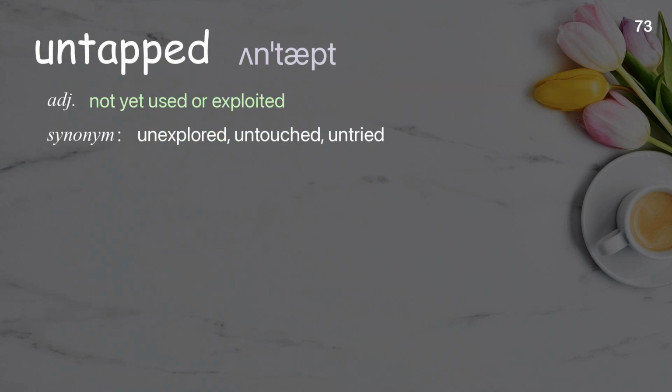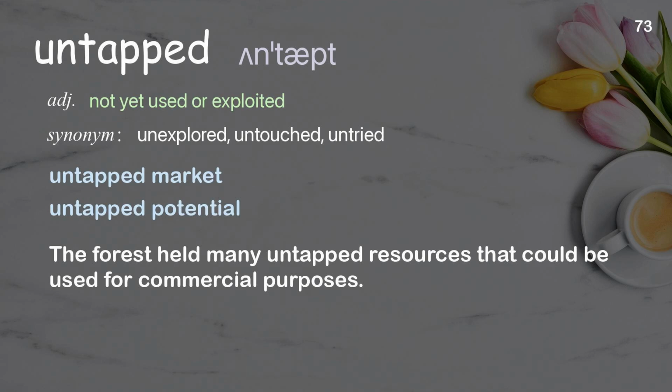Untapped. Not yet used or exploited. Examples: Untapped market. Untapped potential. The forest held many untapped resources that could be used for commercial purposes.